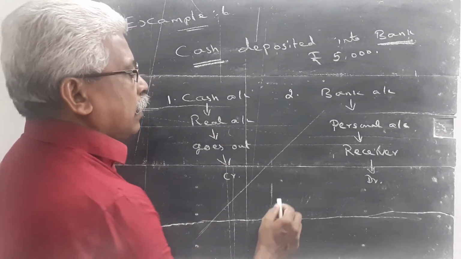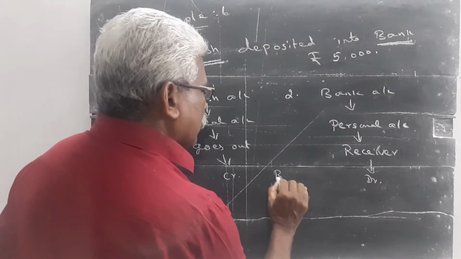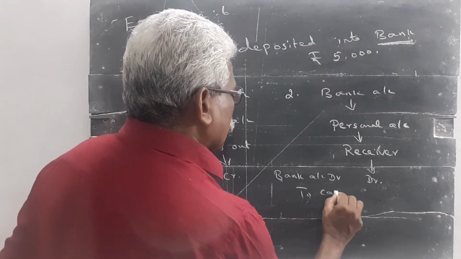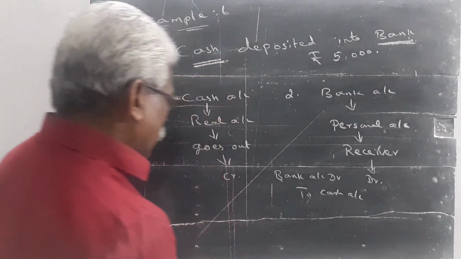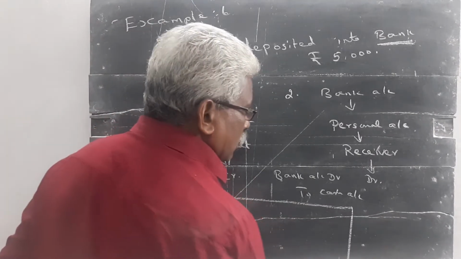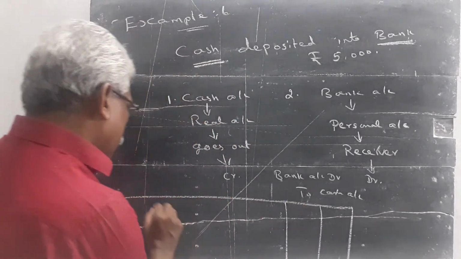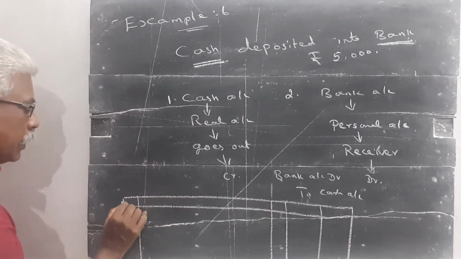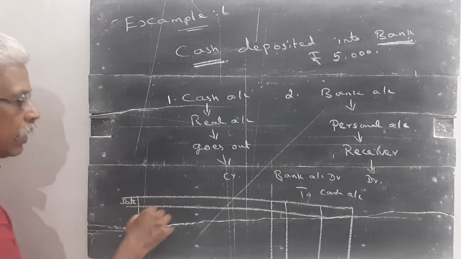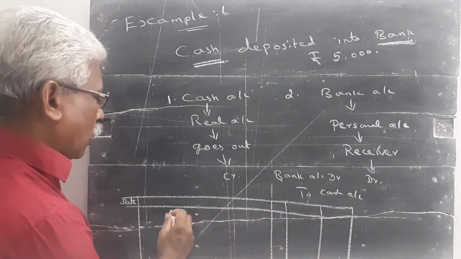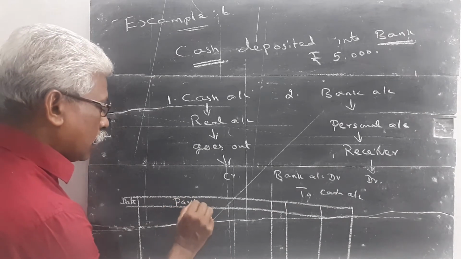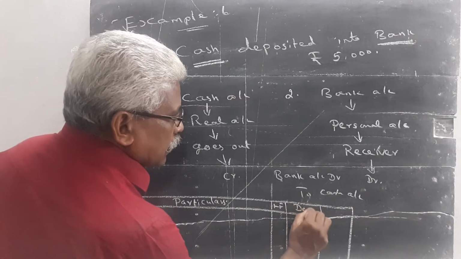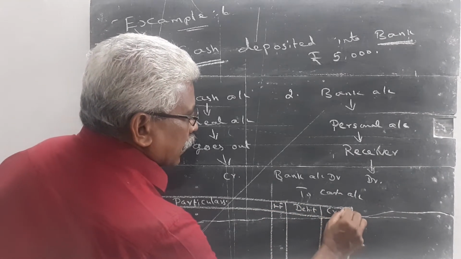How do you write the journal? First write the debit aspect. Bank account debtor to cash account. Then in the five-column journal, how do you write? Ledger folio column also. This column is date. If you do the problem again and again, you will memorize how to draw these columns. Date, particulars, ledger folio. This column is debit. Then this column is credit.